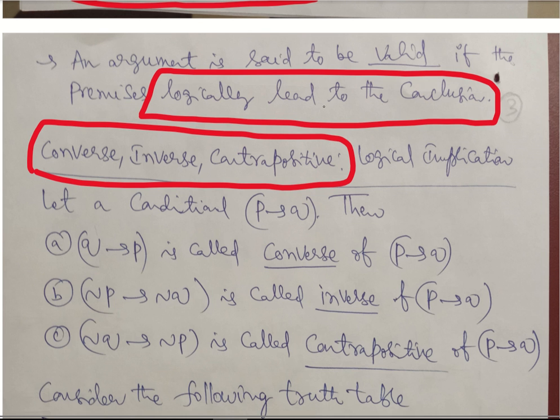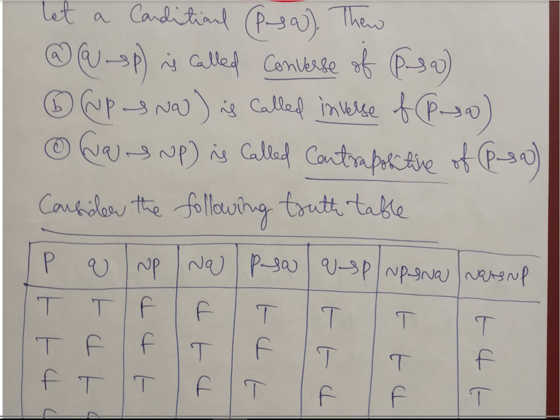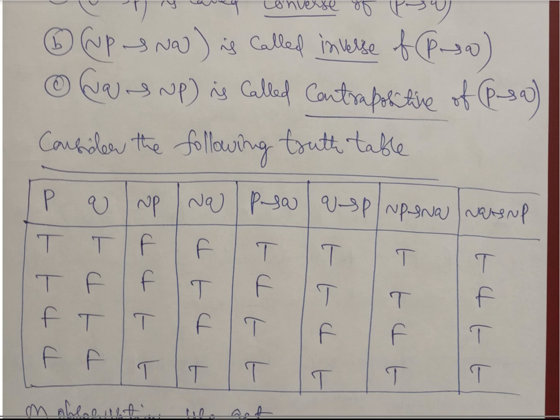Then the contrapositive. Whatever converse we have seen, put the negation for that, like the inverse of that, and we will get the contrapositive. That means negation Q implies negation P. Okay. So why we are talking about this is, look at the truth table here, which gives a very interesting result for us. So consider a two variable truth table of P and Q.